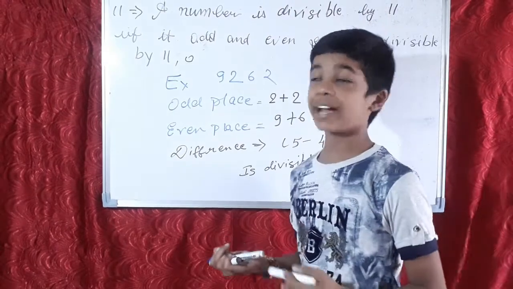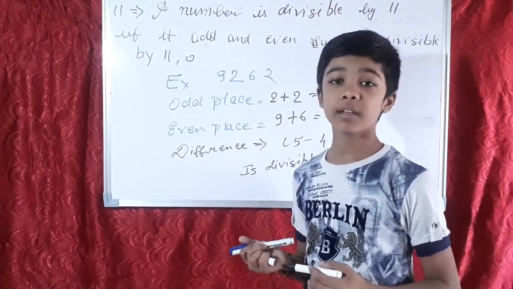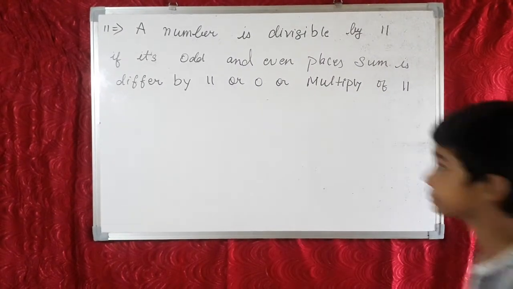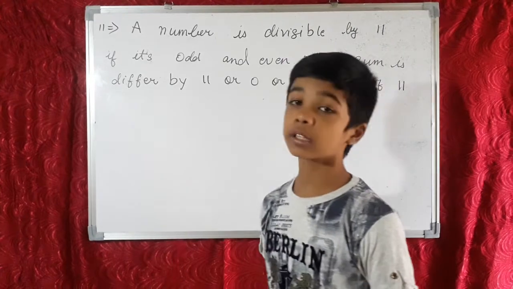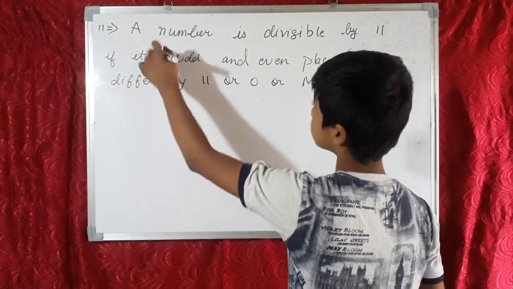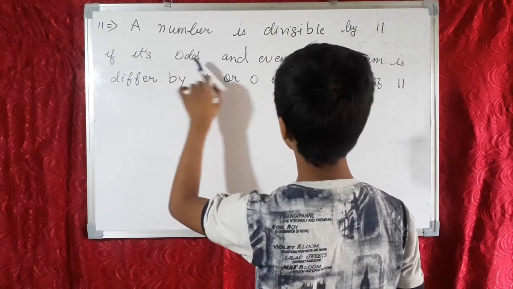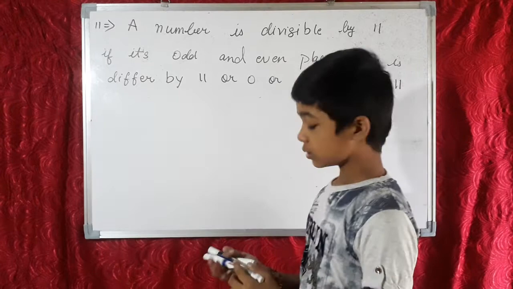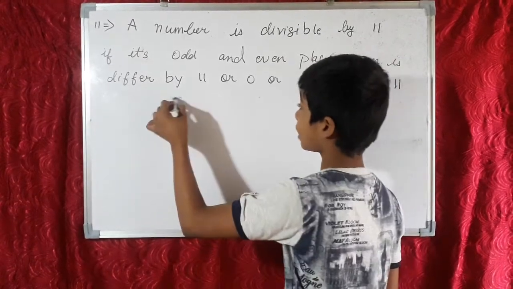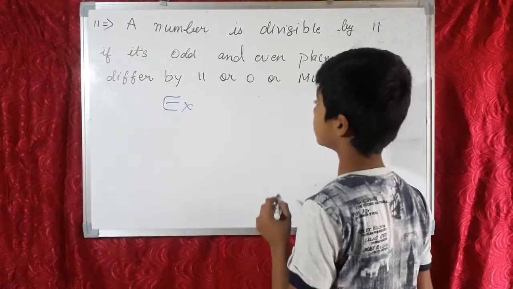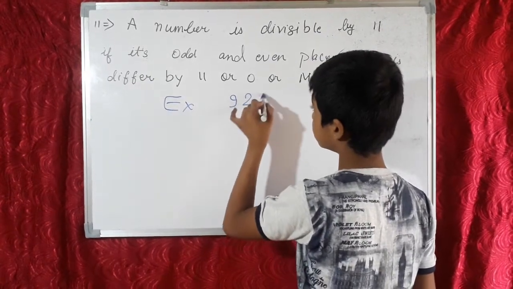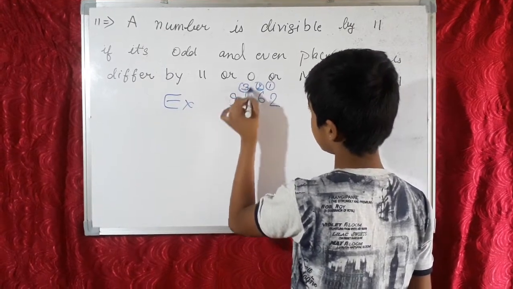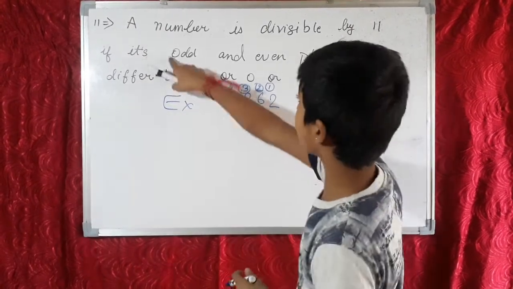So friends, let us take the 11th divisibility test again. A number is divisible by 11 if the difference of its odd and even place sums is 11 or 0 or a multiple of 11. So we will take one example to understand this test: 9262. This is place 1, this is 2, this is 3, and this is 4. Okay. So now we have created odd and even places.